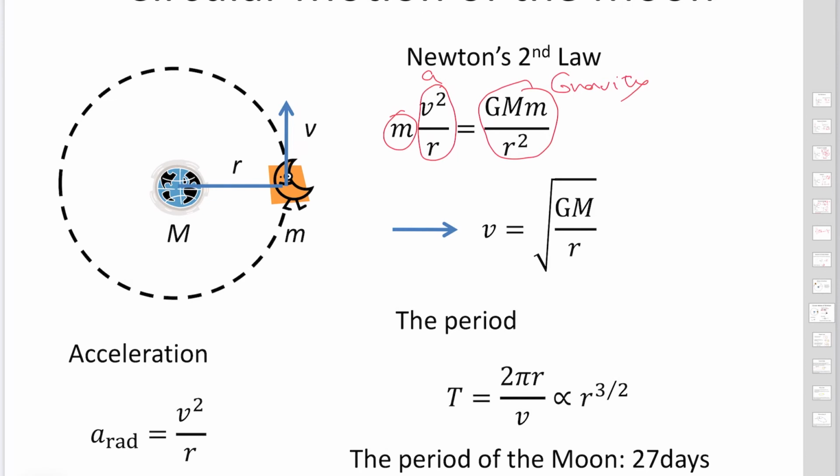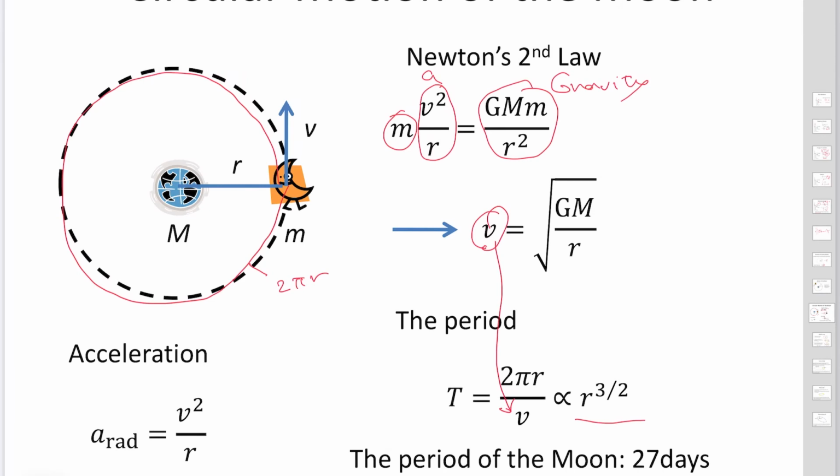Then we can find the period. Substitute. The period is 2 pi r divided by v. 2 pi r is the circumference of the circular orbit of the moon. So 2 pi r divided by the rotational speed of the moon, then you can find the period. Substitute this v here. Then it becomes that the period T is proportional to the distance between the two objects.